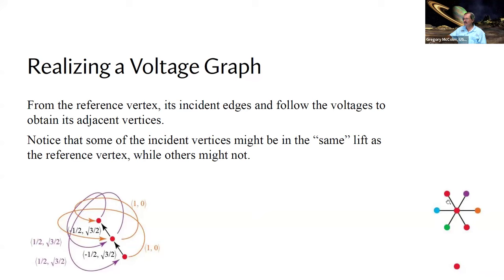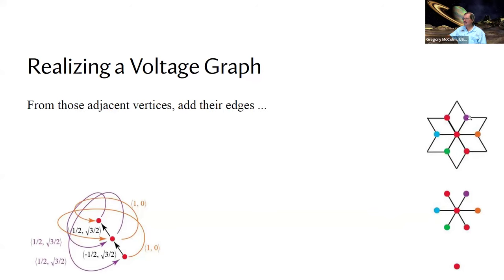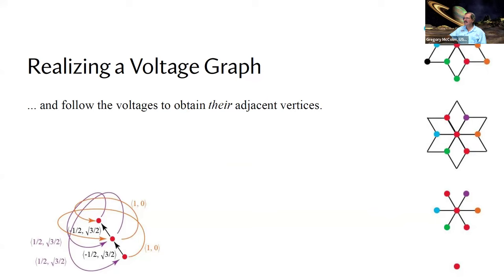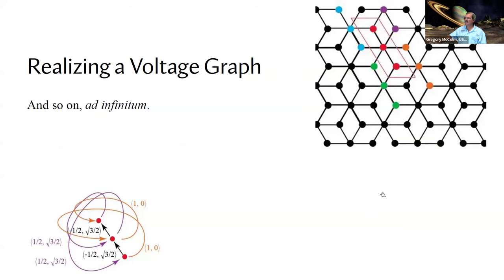You'll notice that some of the vertices are in the same orbit, same transversal as the reference vertex, while others are not. And then I follow the voltages again, or rather the appropriate conjugates of those voltages, to generate their incident edges. And then at the other ends of those incident edges, I get their adjacent vertices, and I just keep on going forever. And after an infinite amount of time, I get the original derived graph back again.